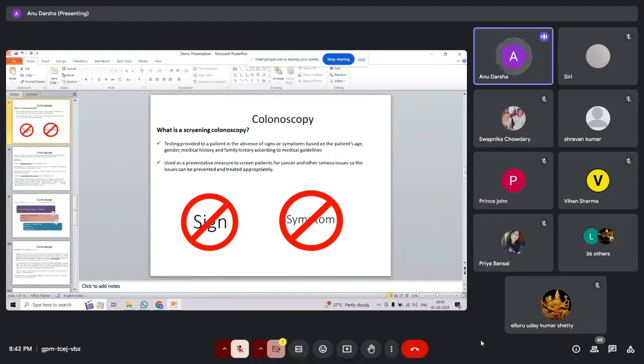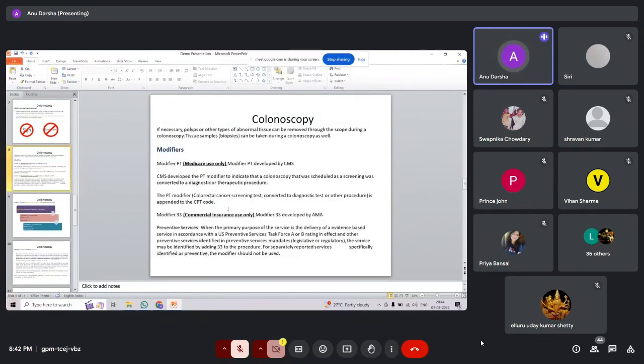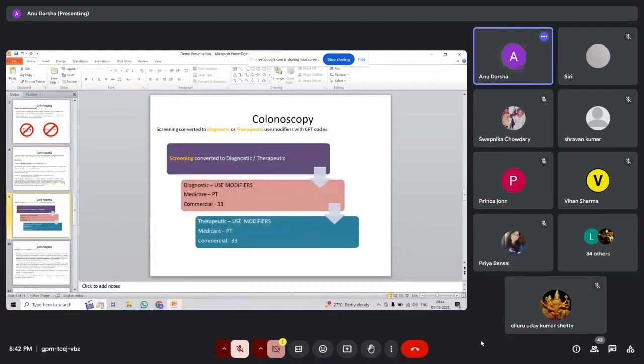So basically the motto is, when we have to consider the case as a screening, the patient should be asymptomatic, with no sign or symptom during the procedure. Then we will consider it a screening colonoscopy. And for screening colonoscopy, we have a separate set of guidelines based on the payers. Payer means insurance. If in your documentation the provider has mentioned it as screening colonoscopy, the first thing you have to do is check the insurance part.